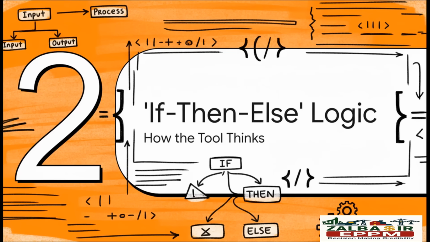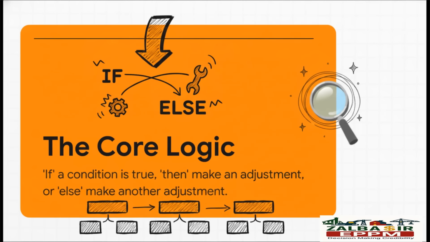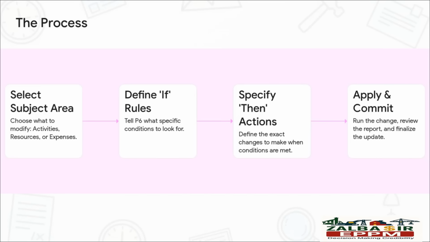Okay, so let's get into how this thing actually thinks. It uses a concept that's borrowed straight from software programming. But don't worry, it's actually incredibly simple to understand. This if-then-else structure, that's the secret sauce. It lets you build these super precise rules. You're basically telling P6, if you see this specific situation, then I want you to do this action. And you can even add an else. So if that situation isn't true, it can do something completely different. It's powerful stuff. And the process itself is really straightforward. First, you pick what part of the project you want to change. Then, you tell P6 what to look for. That's your if. And finally, you tell it what to do when it finds it.